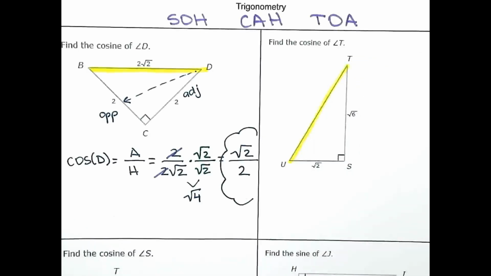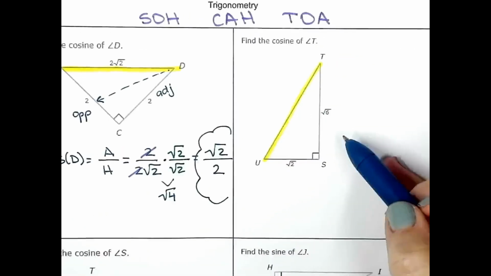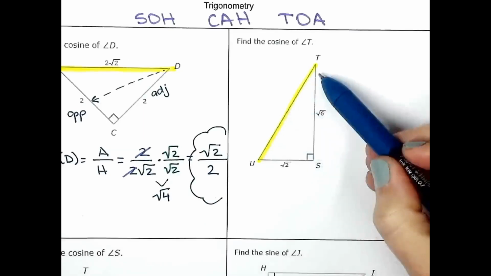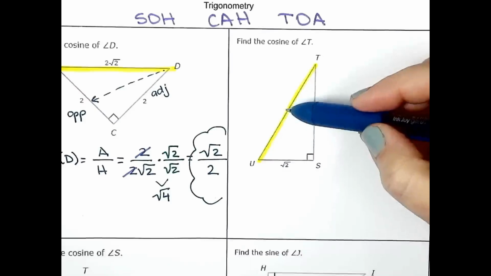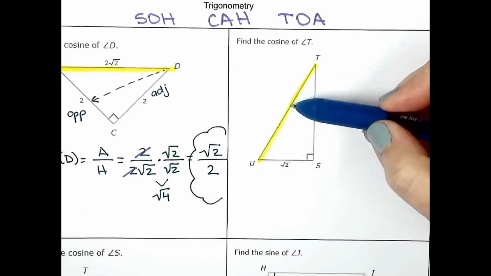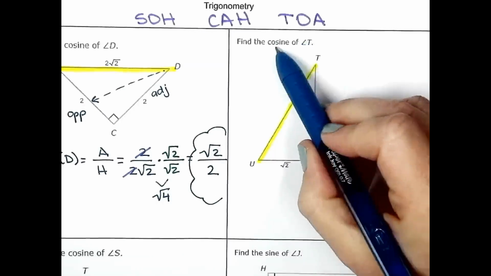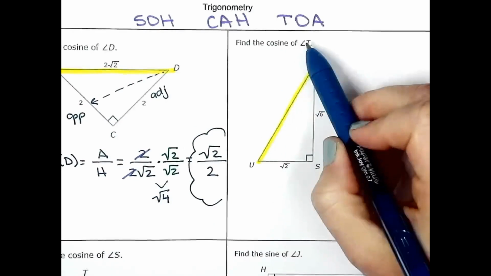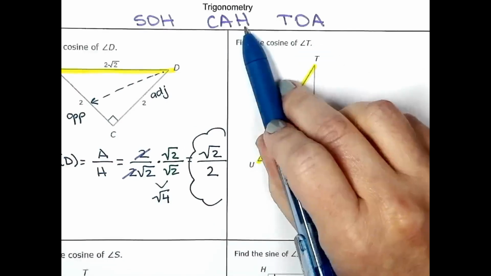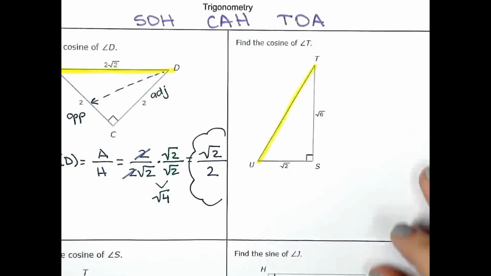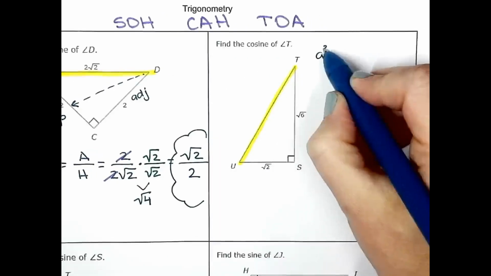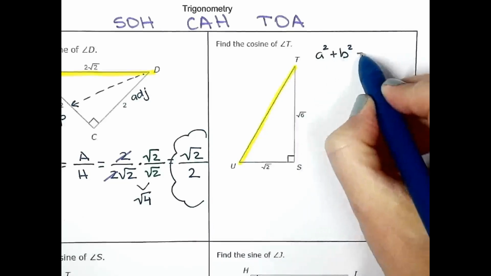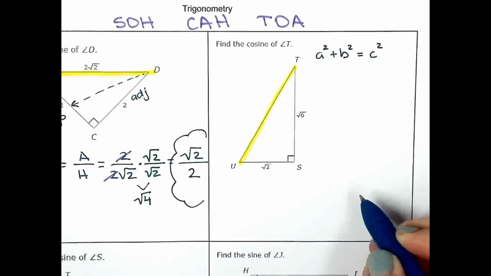So our next example, they weren't very nice to us. I highlighted the hypotenuse because it's right across from the 90-degree angle. But look, I don't have anything written over here. And if I'm trying to find the cosine of angle T, I need the hypotenuse no matter what. Dun, dun, dun. I will use the Pythagorean theorem to find the hypotenuse.